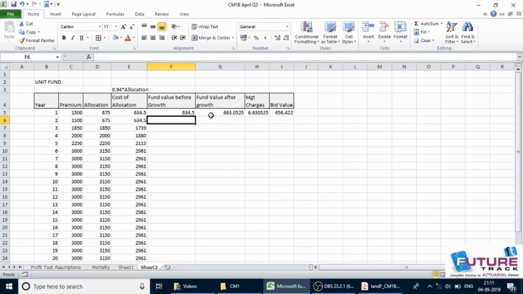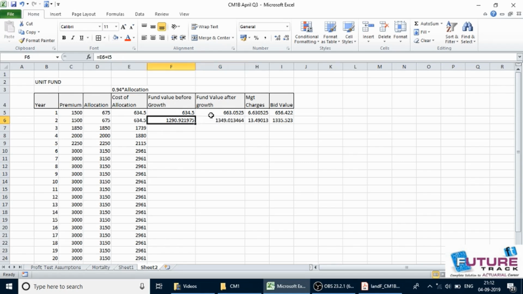Now, fund value before growth, this time is what? We have invested, this is my new investment, plus this is my last year. The sum of these two is my fund value before growth. Fine. We have 4.5% growth. This into 1.045 is our growth amount. Again 1% of this, and this minus this will give you the bid value.